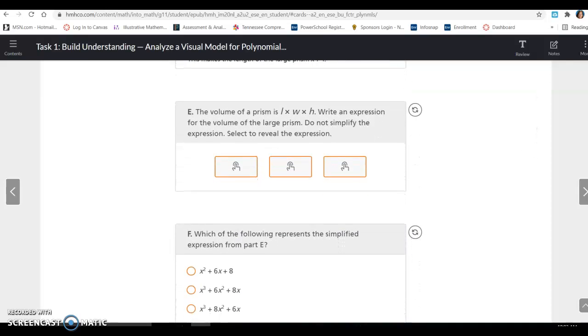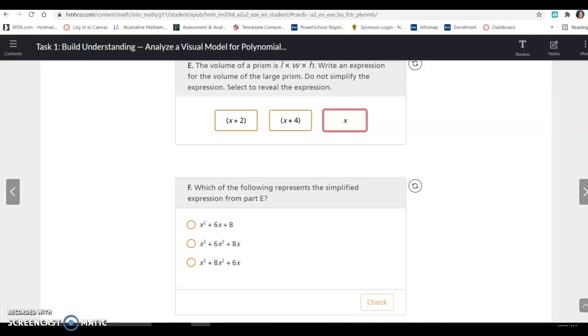It says the volume of a prism is length times width times height. Write an expression for the volume of the large prism. Do not simplify the expression. Select to reveal the expression. So we had x plus 2, we have x plus 4, and the height is just x. So we've got length times width times height.